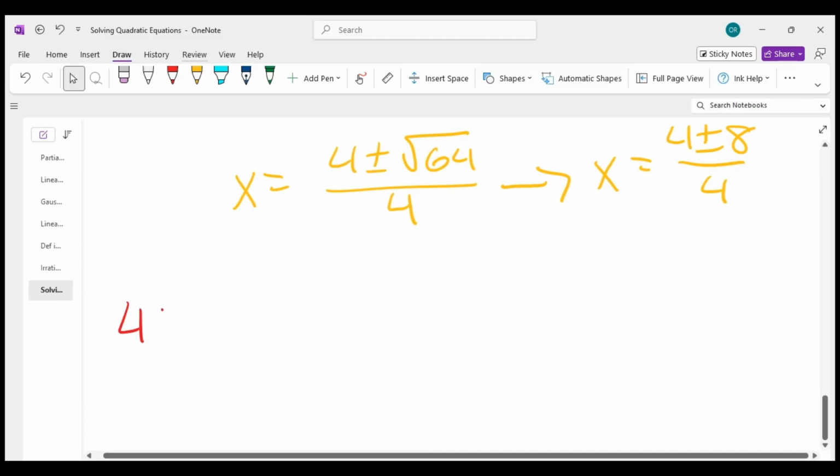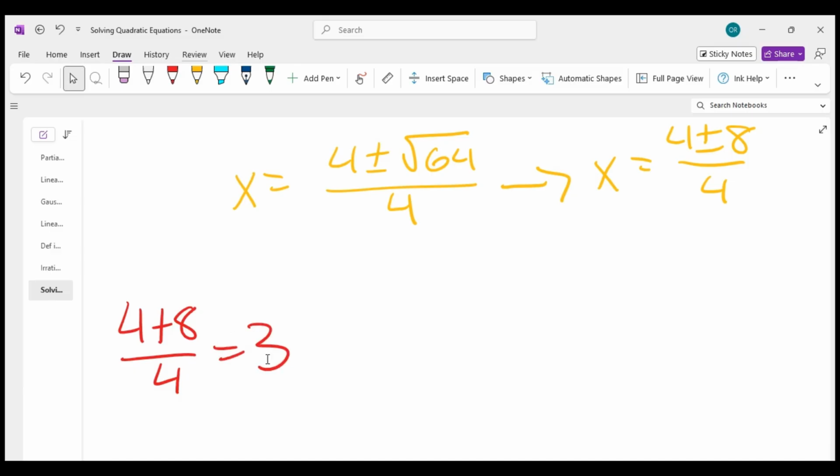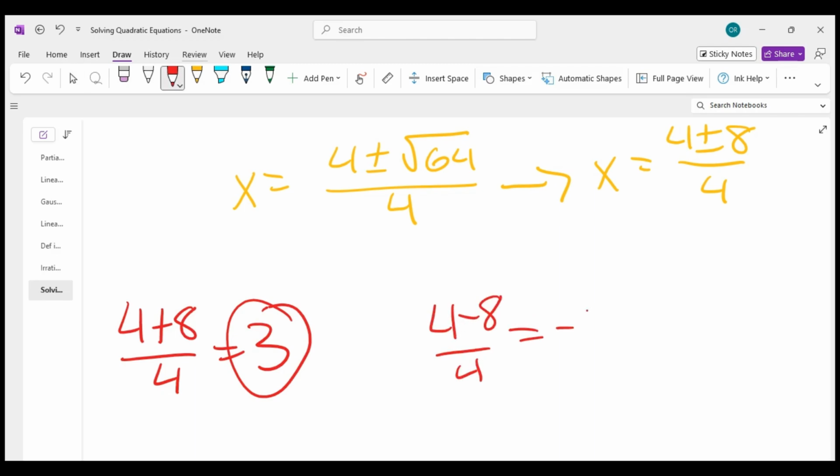So if we have 4 plus 8 divided by 4, that's going to equal 3. So here's one of our answers. But then we also have to take into account 4 minus 8 over 4, which turns out to be negative 1. And that is our second answer.